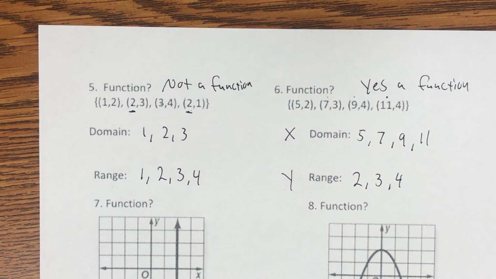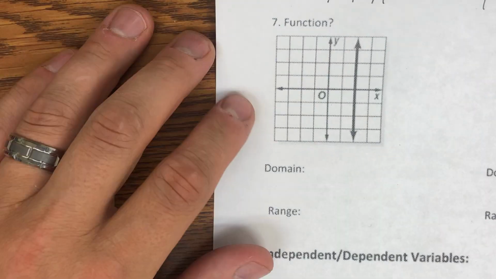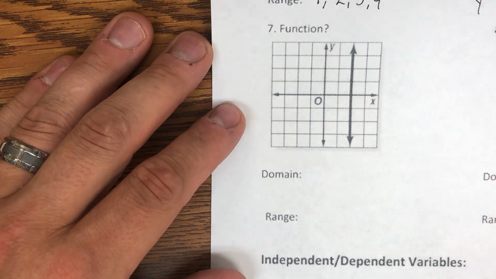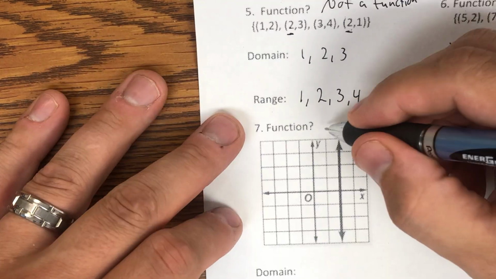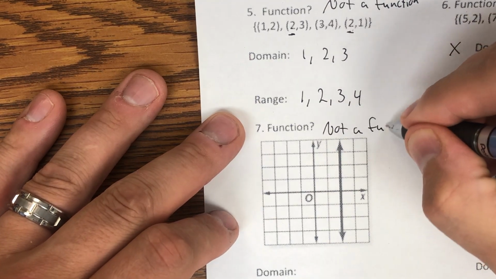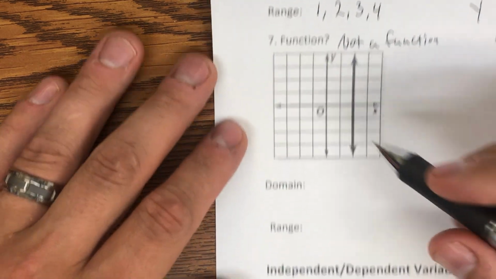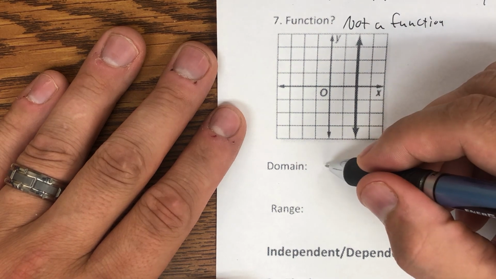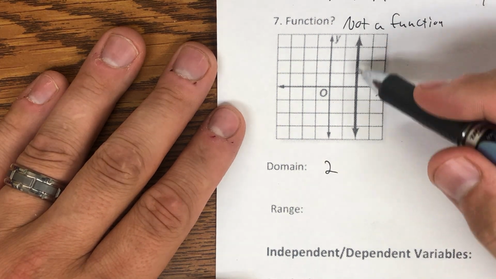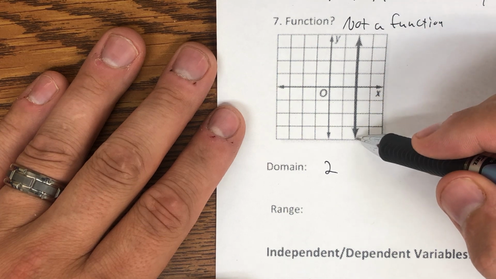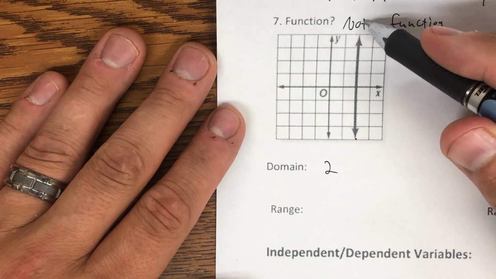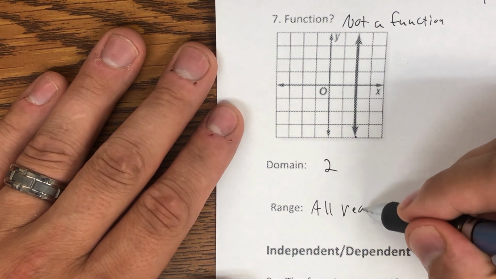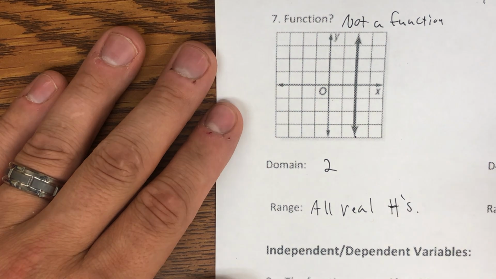Okay? The next one is a vertical line. So obviously if I draw a vertical line on the graph through my vertical line, it's going to touch it all the time. So this is not a function. The domain in this case are all the values of x. X is only 2. The range are all the values of y. Now y goes from negative infinity all the way up to infinity, so it keeps going forever and ever. So the range is all real numbers. That's how I listed all real numbers.